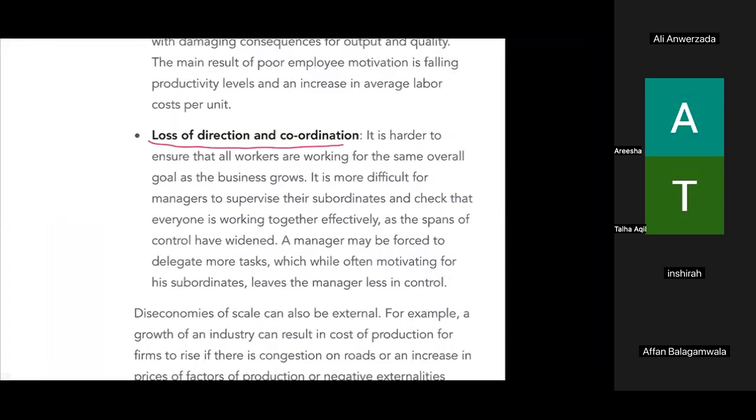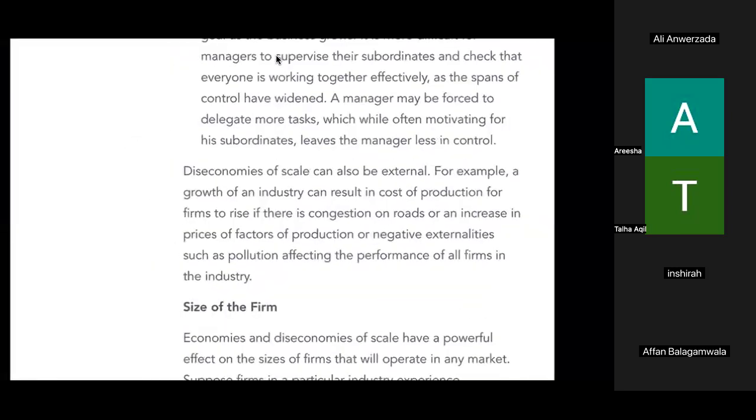So all of these come under what we call managerial diseconomies of scale. Make sense? Are we good? Easy stuff. Sometimes, guys, there could also be a possibility of external diseconomies of scale. External diseconomies of scale simply happen because of what we call industry. When it grows, it sometimes results in the cost of production for firms rising.